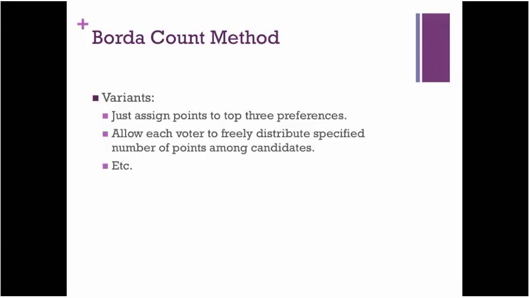Now, how might you vary this? Well, instead of assigning points to all the candidates, you might say, well, I'll just do it up to a certain point, maybe the top three preferences. Or you might say, well, let's let people decide for themselves how strongly they feel. Let's give them a certain number of points, and they can distribute however they want. So there might be somebody they love, and they give all the points to that. Or there might be, say, two that they like equally well, so they distribute the same number of points to each of them, whatever they want to do. And then again, in the end, you count up the points and see who got the most points.